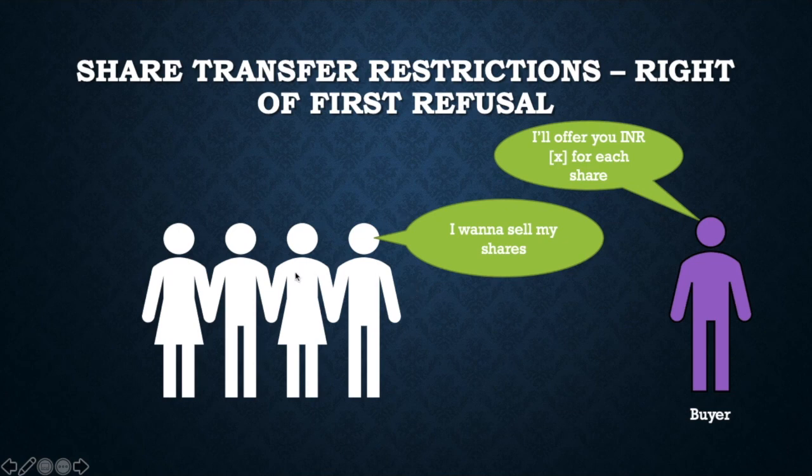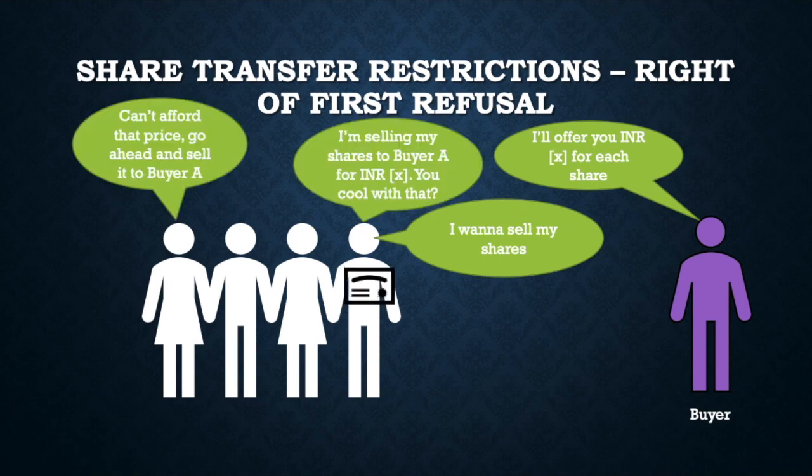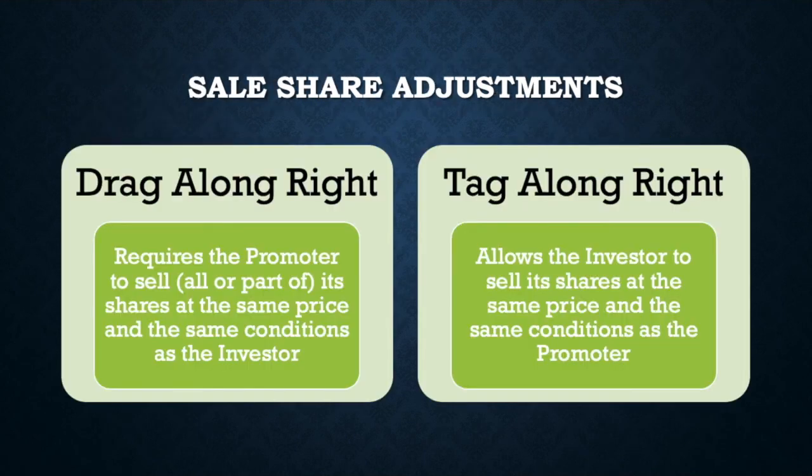So, both the right of first offer and the first refusal prevent the investor from transferring its shares out entirely and act as partial share transfer restrictions. There are other share transfer restrictions in the form of sale share adjustments. So let's look at how that works. Sale share adjustments. There are two kinds of adjustments that can be made. The first is a drag along right. The second is a tag along right.